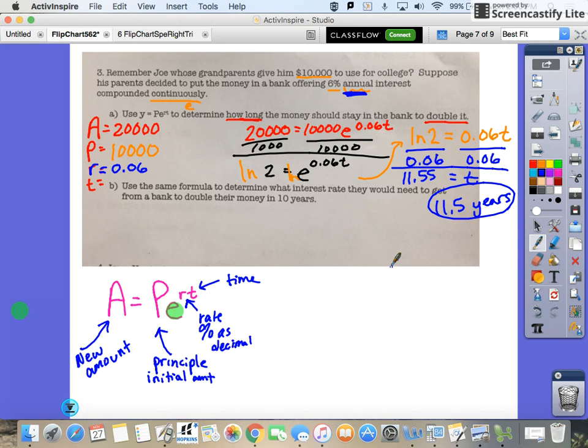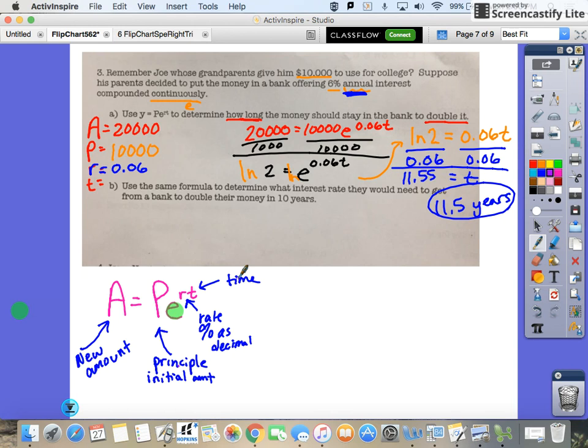Joe has $10,000 saving for college from his grandparents, and they put it into a compounded continuously account. So the account gets interest continuously, which means we need to use the Pert formula because it's continuous. In order to use the Pert formula, we have to establish as many of these things as we can: the new amount that we're interested in, what we started with, the rate as a percentage, and the time. We need 3 out of the 4. There's only one thing that we can be missing at a time.